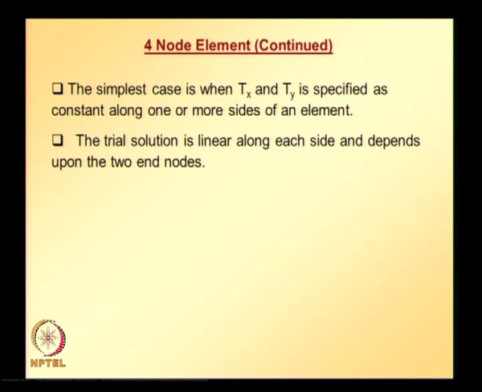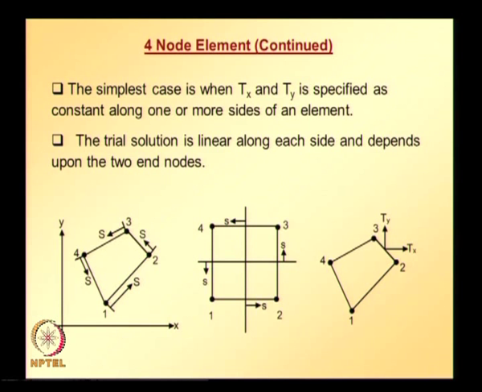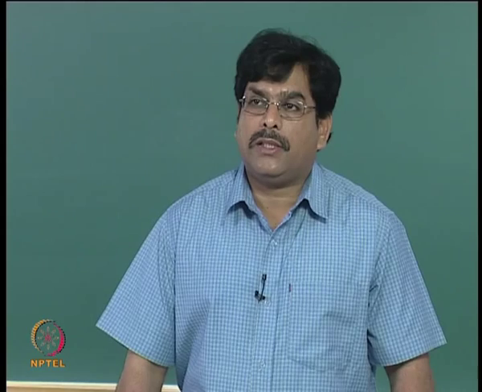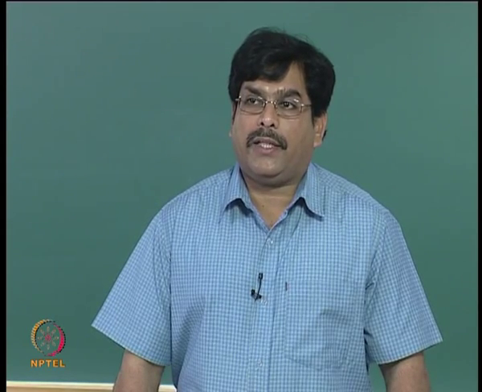Also please note that we are dealing with 4 node elements. So, the trial solution is linear along each side and depends upon the 2 end nodes. So, we can easily write the shape functions of the nodes using the Lagrange interpolation formula, which we discussed earlier. Here both the actual element and the parent element are shown, and also the traction is applied on side 2, 3.